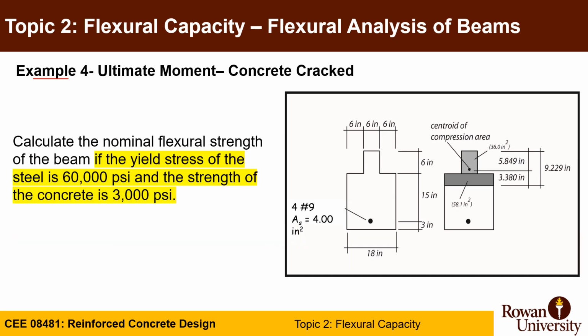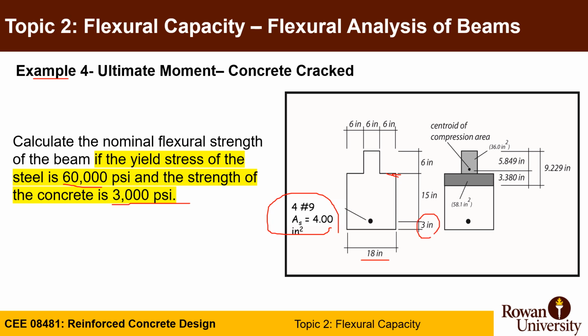Another example, example number 4. This example is a little bit tricky because you have two different widths and a lip here. So stress is the same. Concrete 3,000 psi, steel yielding is 60,000 psi. The area of reinforcement AS is 4 inch square. The bottom width is 18, top width is 6 inches, depth of lip is 6 inches. Distance from this level to the reinforcement is 15, and you have cover of 3 inches.